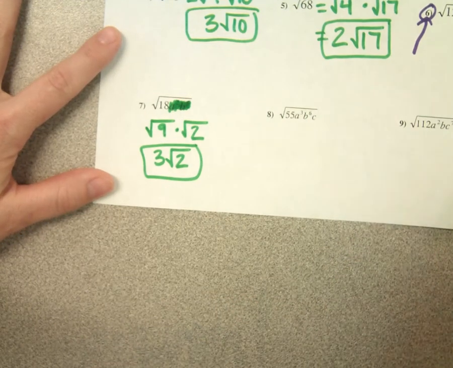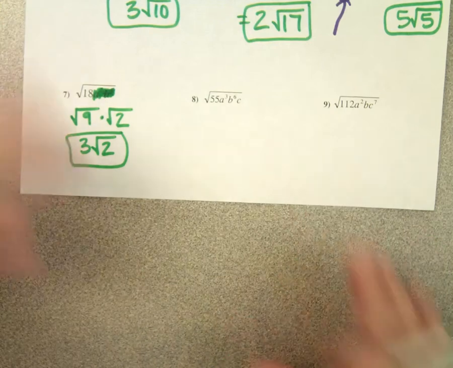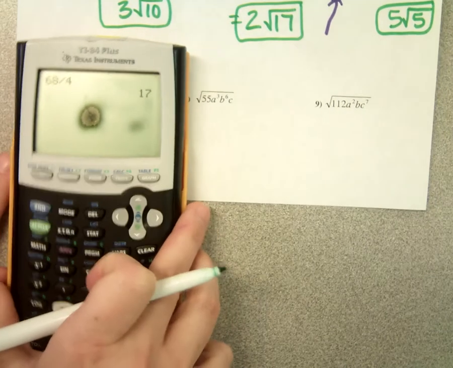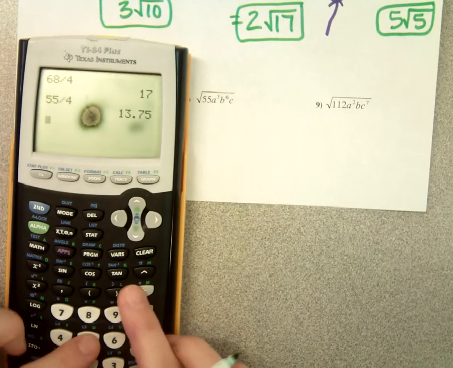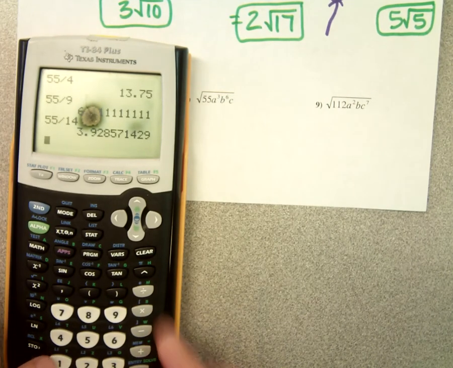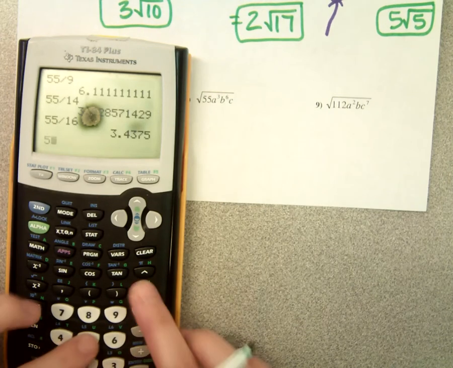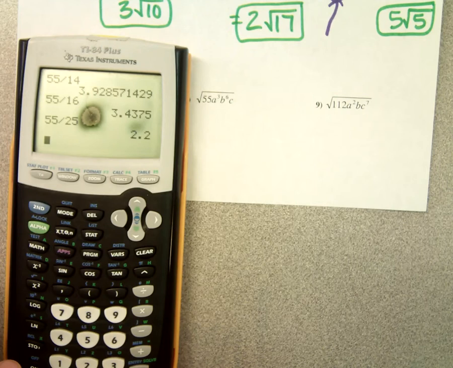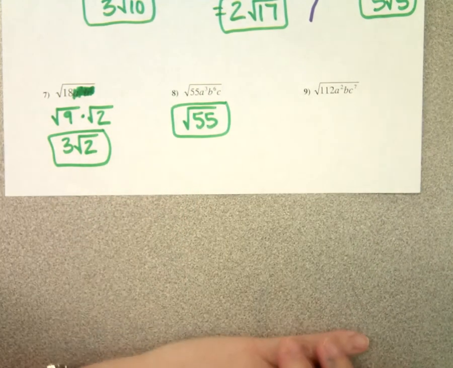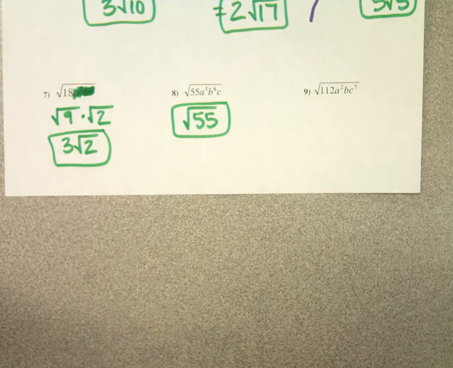Number 8, I wanted to show you. Can you think of a perfect square that goes into 55? So if I just start my list, does 4 go in? No. Does 9 go in? No. Does 16 go in? No. Does 25 go in? No. Does 36 go in? No. Does 49 go in? No. Once you get bigger than the number you start with, there's no way it's going to go in. So you can't simplify it. I'm just going to recopy it. You can't break it down. Sometimes there's nothing that goes into it, so you stop.